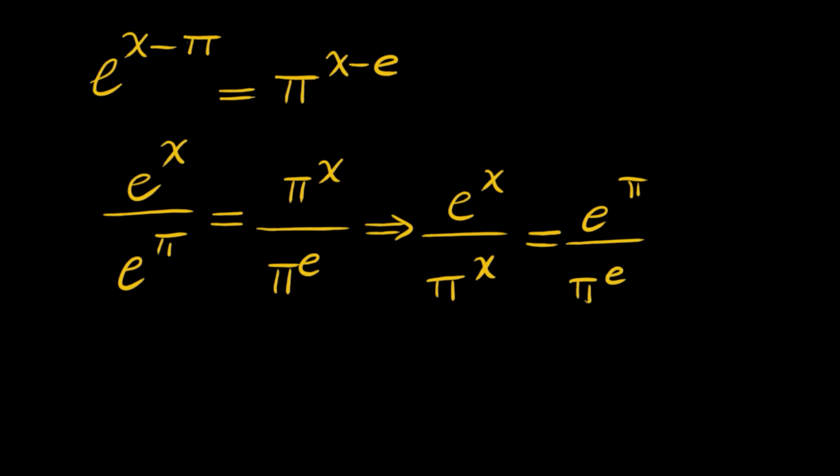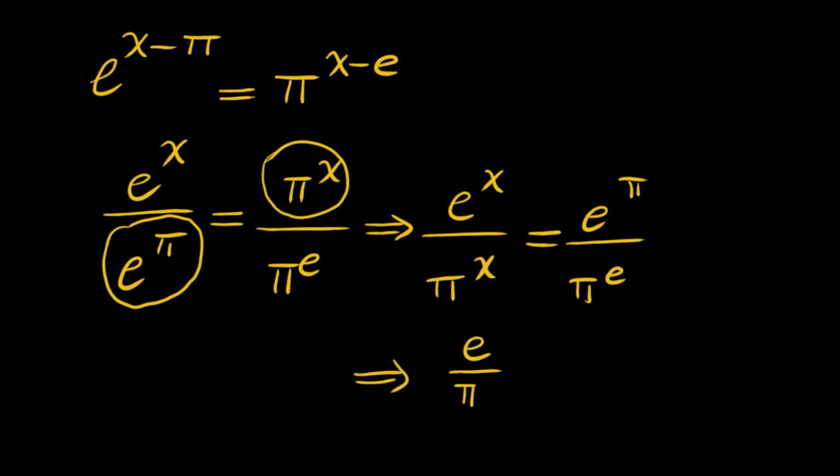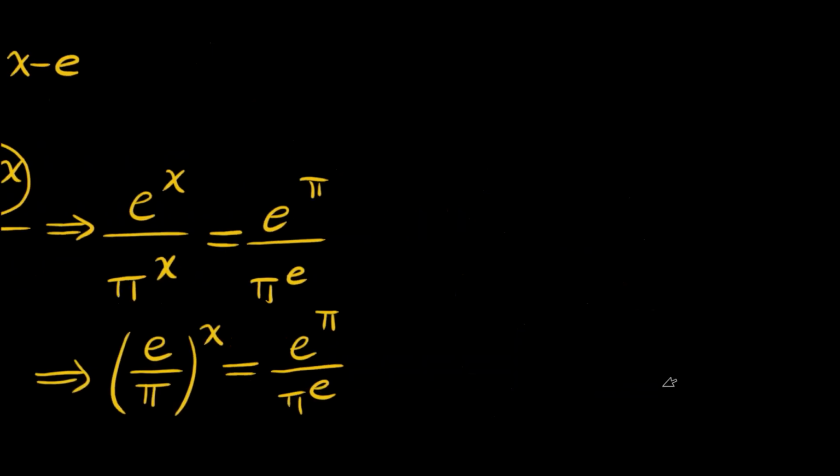We have this x parts on the left hand side. We just interchange the positions of pi to the power of x and e to the power of pi. Let's continue here. We can write this as e divided by pi to the power of x. Since they have the common power, that is equal to e to the power of pi divided by pi to the power of e. Now we will ln both sides.